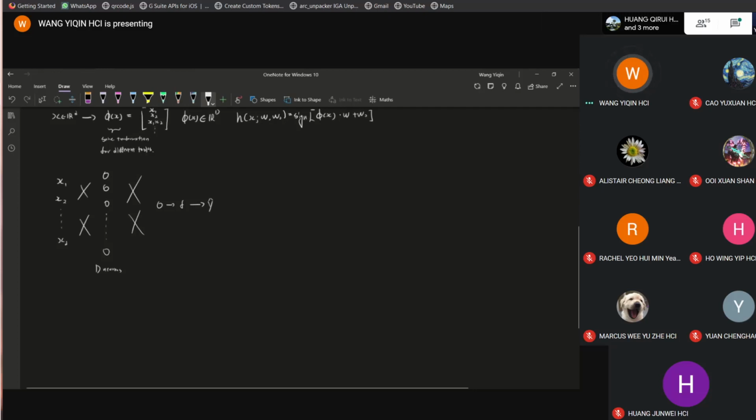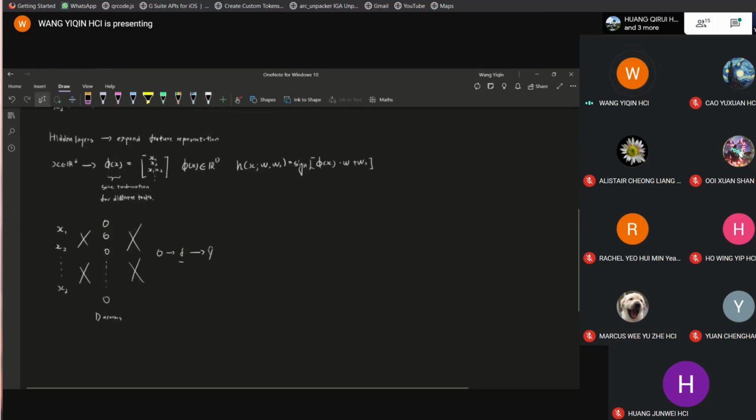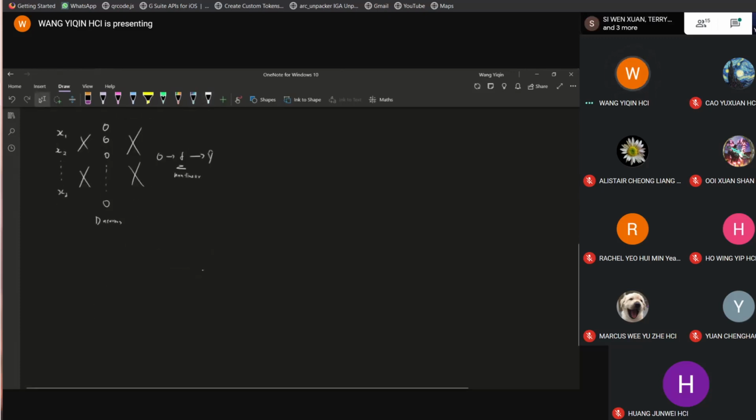We have been using this activation function here, which I said was nonlinear. So let's have a little more understanding of what this nonlinearity is about. Nonlinearities.